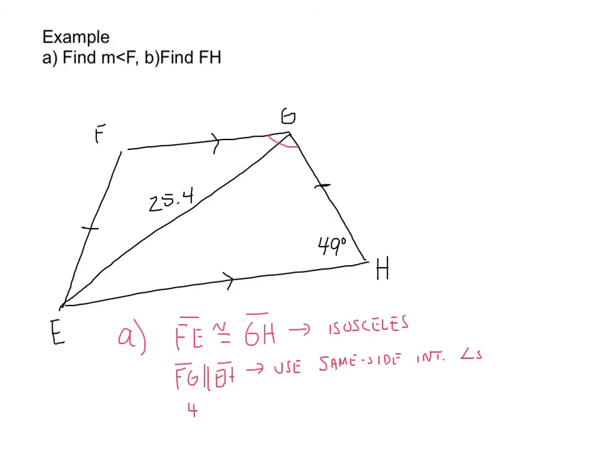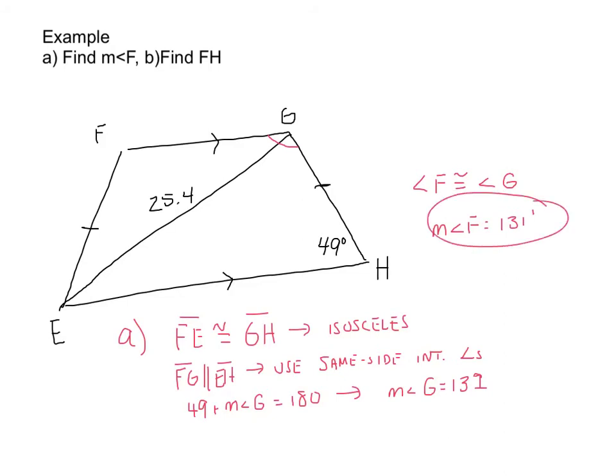So same side interior angles are supplementary. So we know that 49 plus the measurement of angle G is equal to 180. Therefore, by subtracting, we see the measurement of angle G is equal to 131. Since it's 131, and because this is isosceles, angle F is congruent to angle G, so the measurement of angle F is equal to 131 degrees. And now we are done.